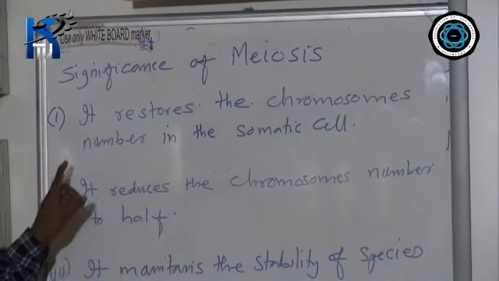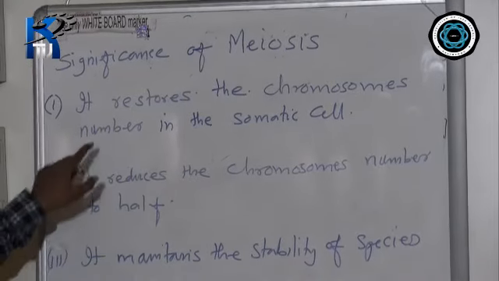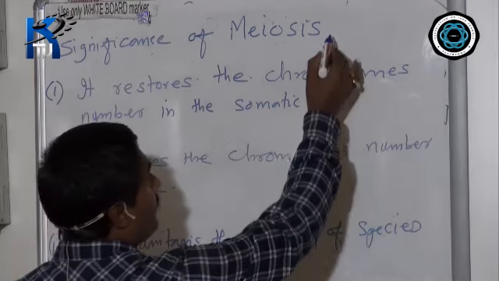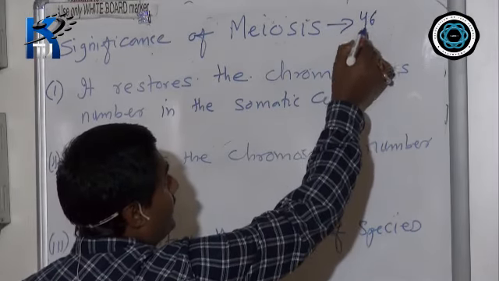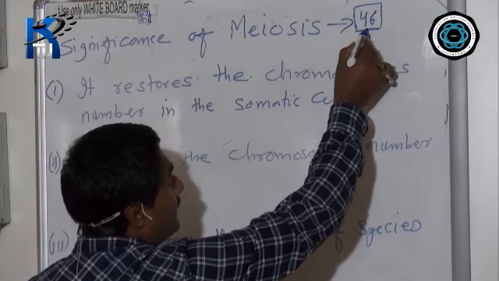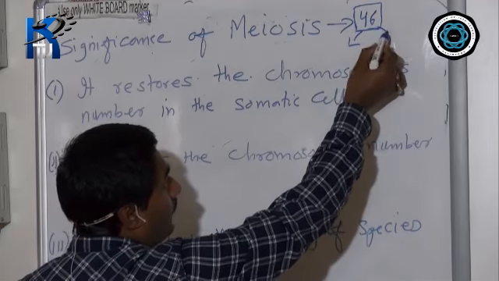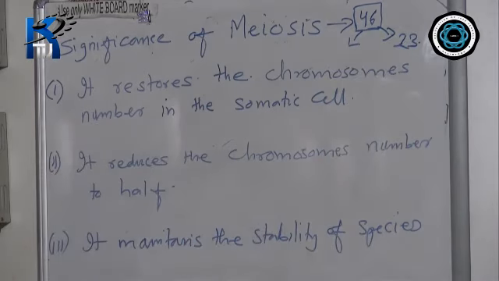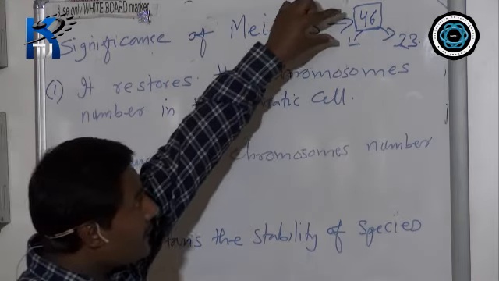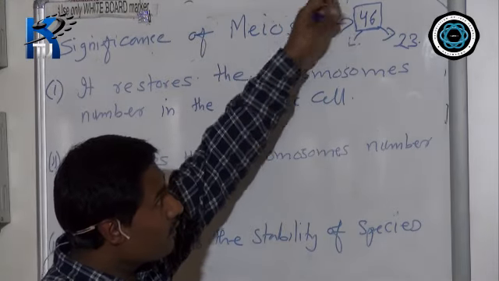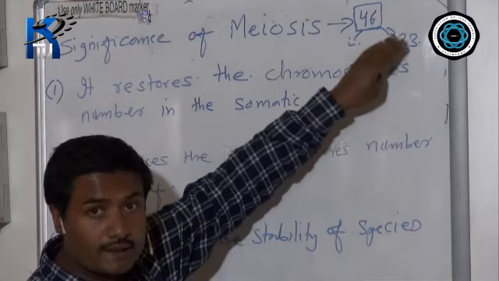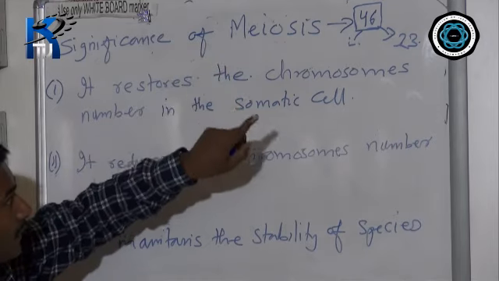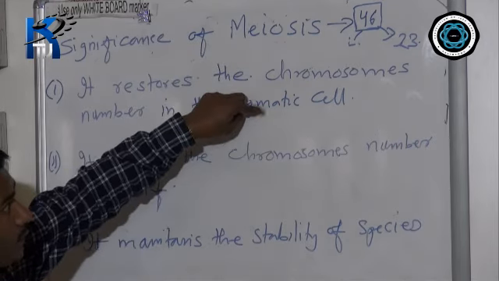Number 1 point is that it restores the chromosome number in the somatic cell. You have already come across that in meiosis, the 46 chromosomes of the somatic cell, the germinal epithelium, will get reduced to 23. Now when the somatic cell containing 46 is getting reduced to 23, half the number of chromosomes, then how is it going to make it into 46 again?